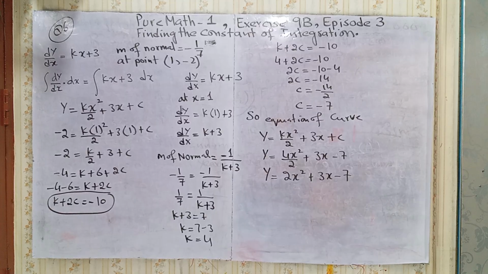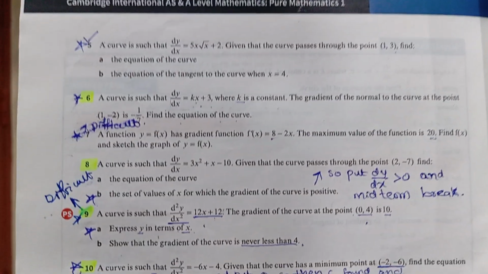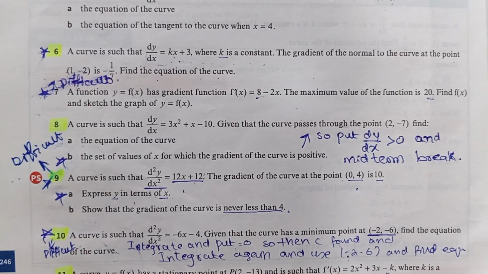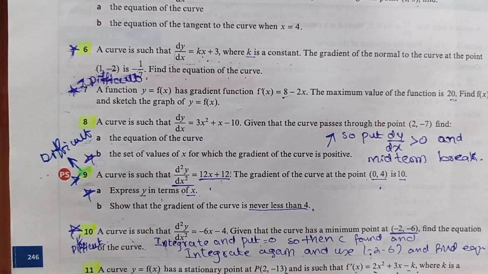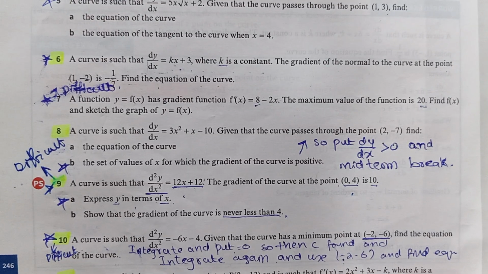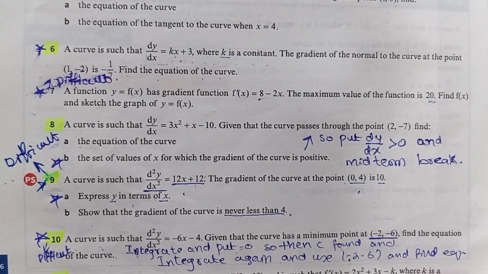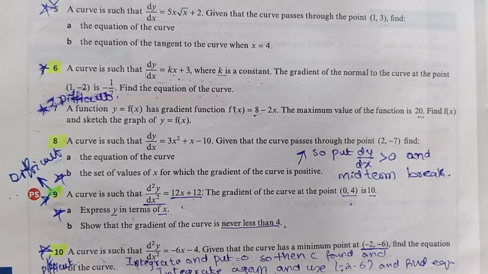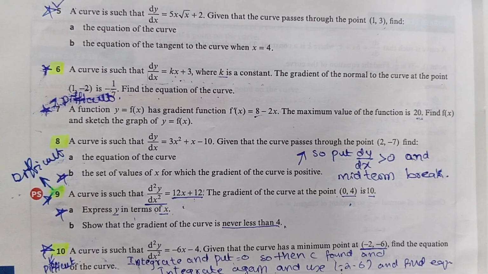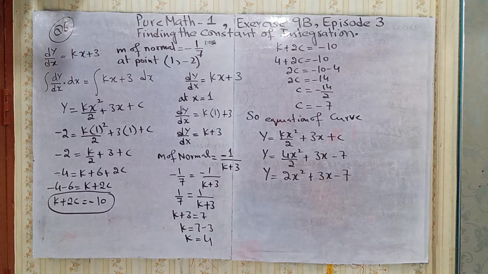So now we are going to solve question number 6 of this exercise, and on your screen question number 6 of exercise 9b is showing up. A curve is such that dy by dx is equal to kx plus 3, where k is a constant. The gradient of the normal to the curve at the point 1 comma minus 2 is minus 1 by 7. Find the equation of the curve. So this is the question.